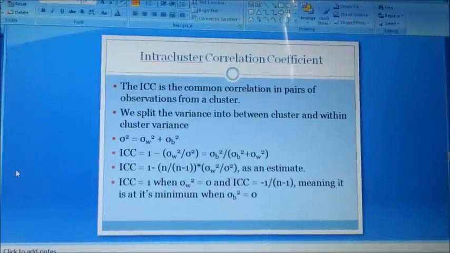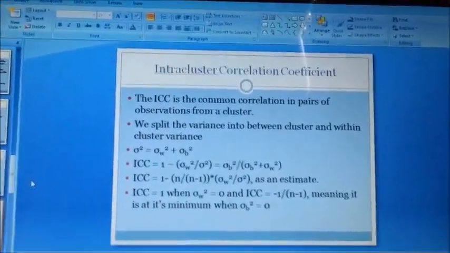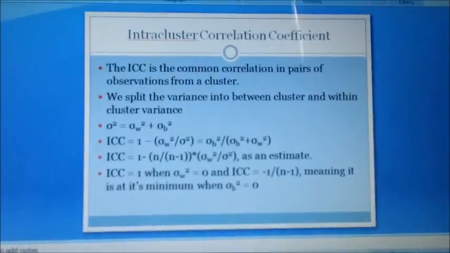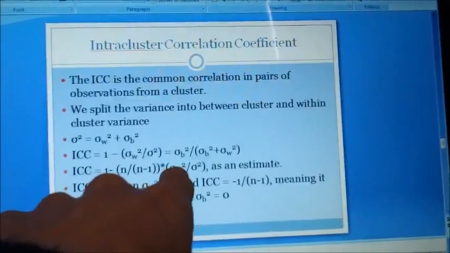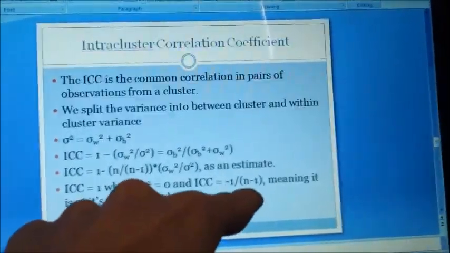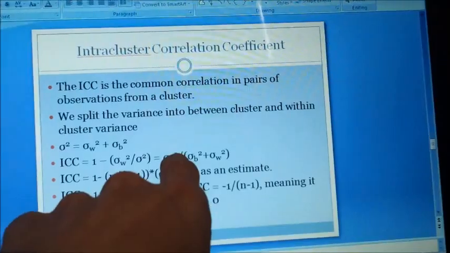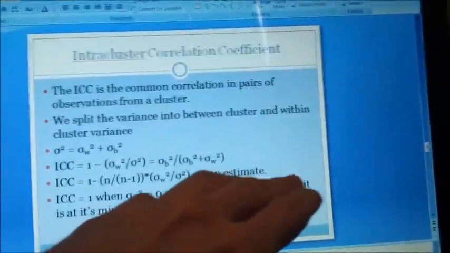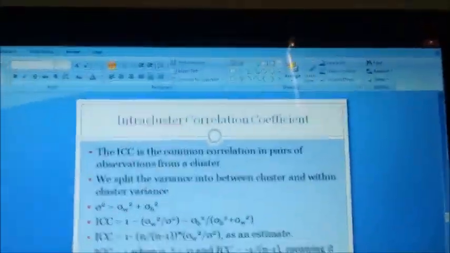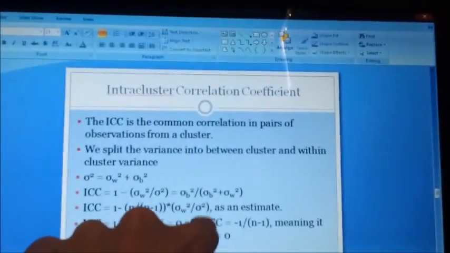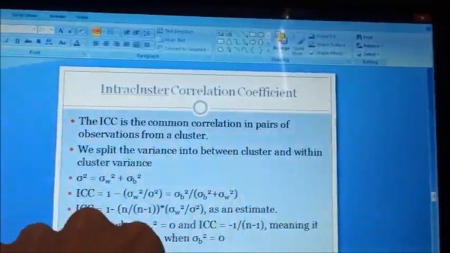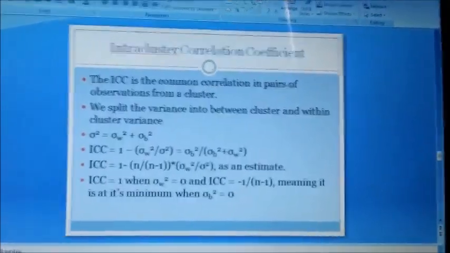And we know that ICC is equal to -1 over n minus 1, which is at its minimum, when the between cluster variance is equal to 0, because this figure here is equal to the standard deviation minus b. So we have standard deviation over standard deviation, which is 1, and then standard deviation of b over standard deviation, which is 0. So this thing just becomes 1. We have 1 minus n over n minus 1, and that comes out to be -1 over n minus 1.